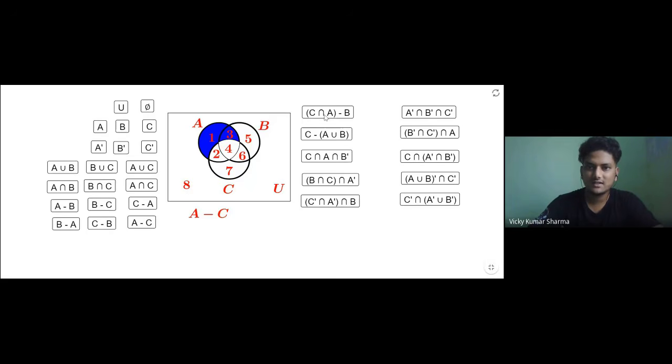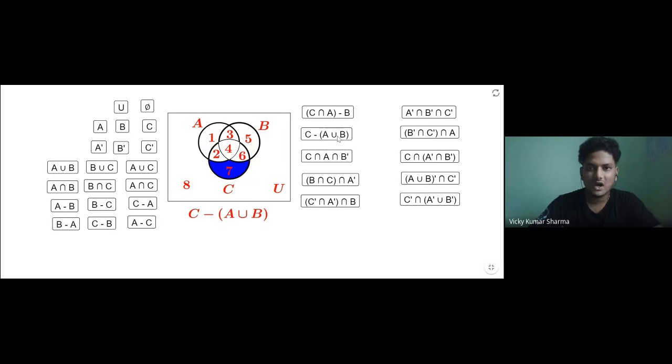As you could see, the first is C intersection A minus B. First we will look at what C intersection A means. C intersection A is shown here. It means this element and this element, and minus B means 4 should be gone from here, right, Devjyoti? So I should get 2 here. Let's see what we get. We get 2. Similarly, you can see what C minus A union B is. The similar concept we can apply and get this 7.